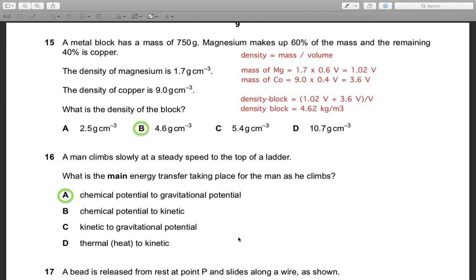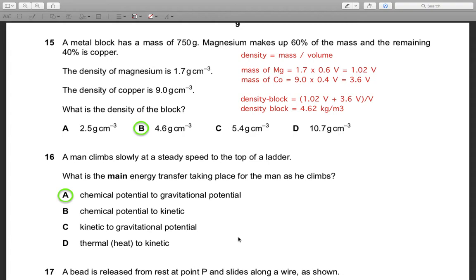Number 15. A metal block has a mass of 750 grams. Magnesium makes up 60% of the mass, and the remaining 40% is copper. The density of magnesium is 1.7 grams per centimeter cubed. The density of copper is 9.0 grams per centimeter cubed. The question is, what is the density of the block?